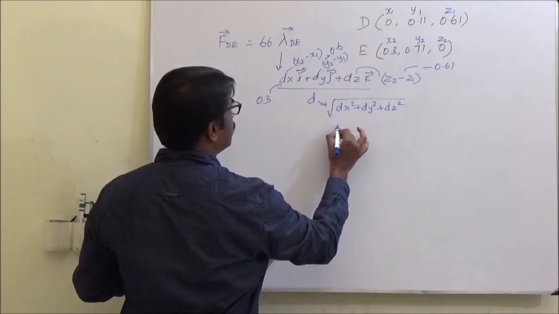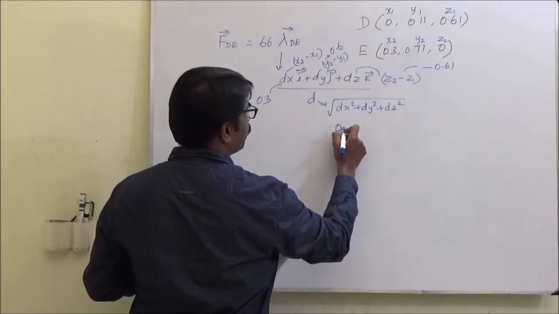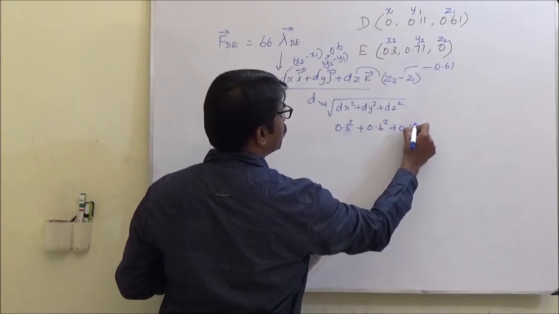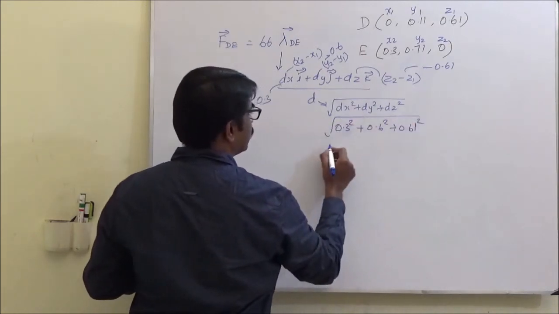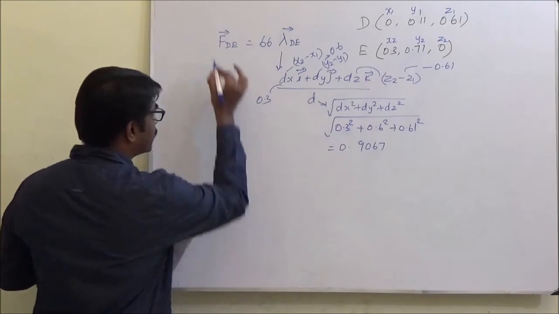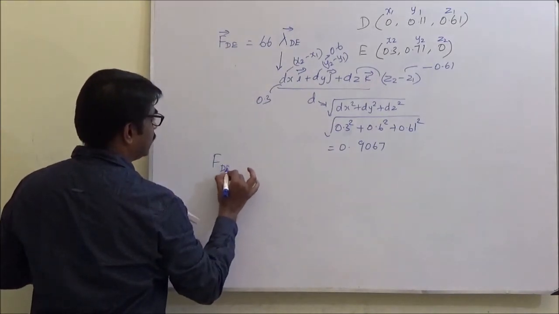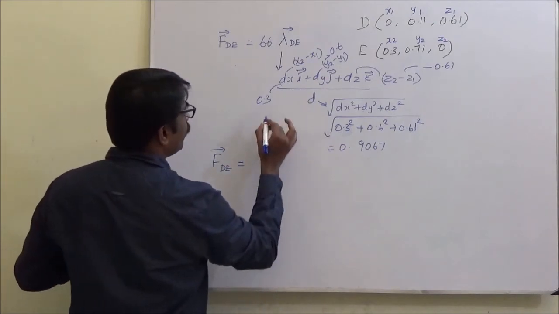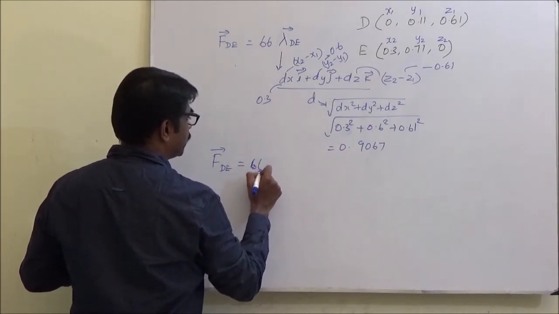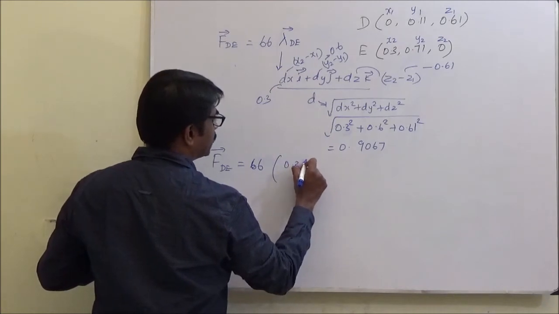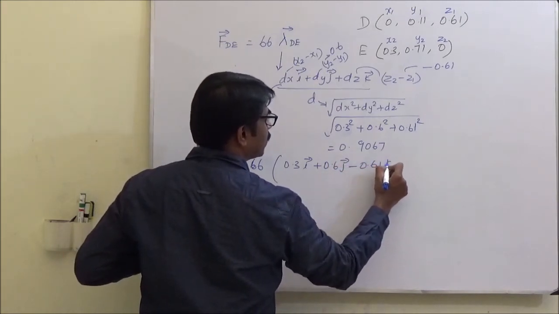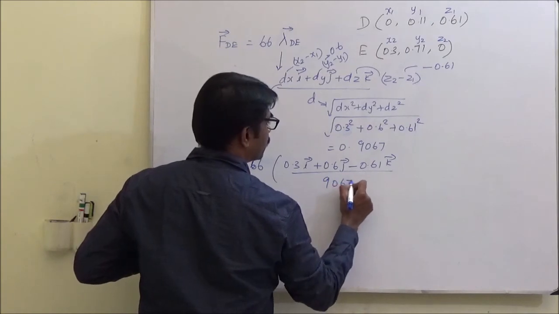And if you are substituting 0.3 square plus 0.6 square plus 0.61 square under root, it will be 0.9067. So what is the force vector? Force vector DE is 66 times 0.3 i vector plus 0.6 j vector minus 0.61 k vector divided by 0.9067.